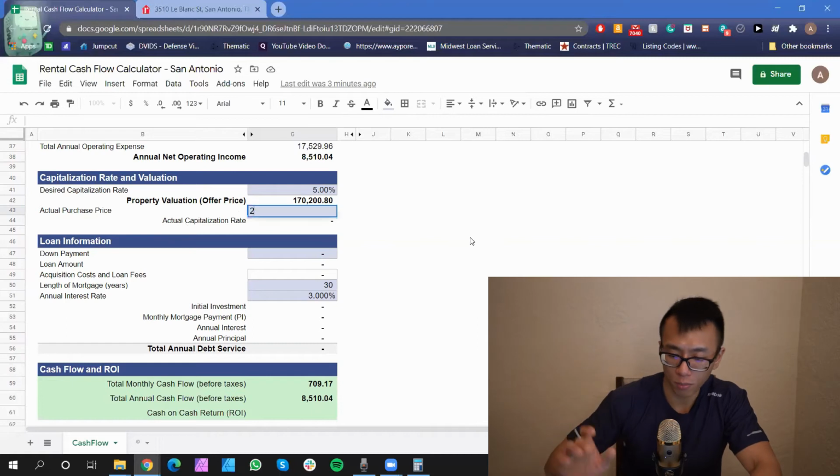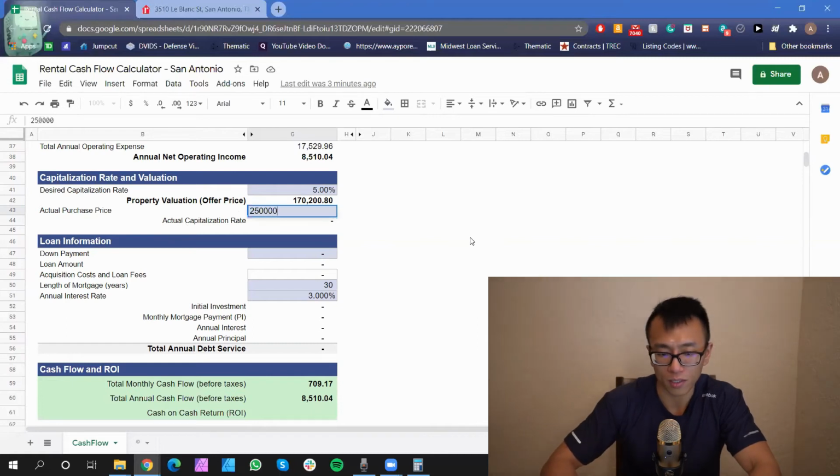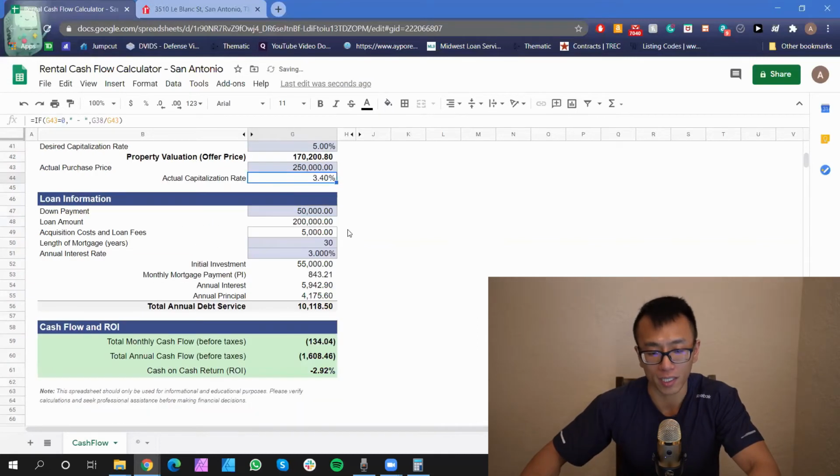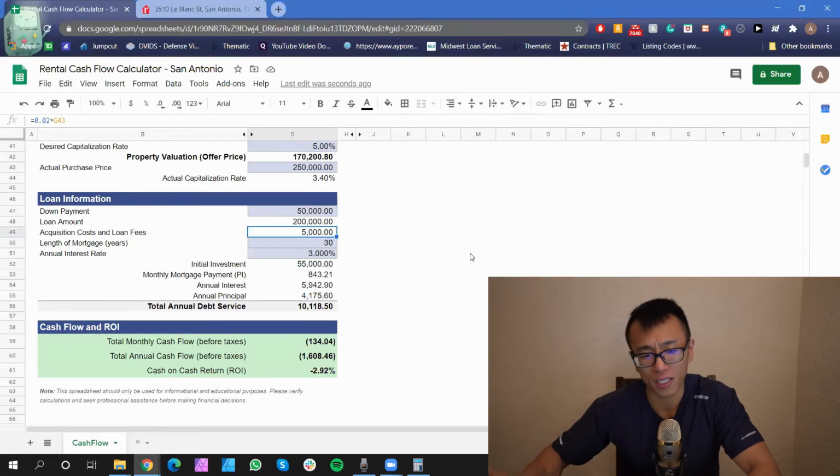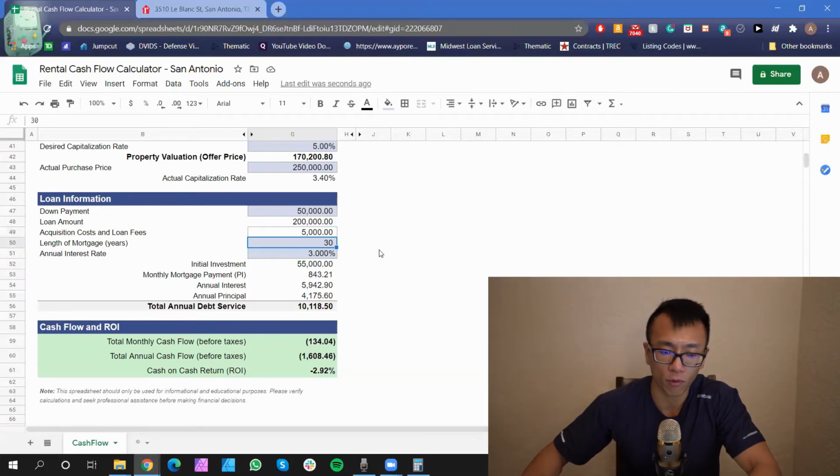All right, actual purchase cost is about $250,000, right? Let's say I'm paying the asking price. And now all these numbers are calculated because I put some formulas there. I'm planning to put 20% down as my down payment. The acquisition costs and the loan fees are basically the closing costs. I have searched that it's about 2% of the purchase price. So just put that in there. That's about $5,000. The length of the mortgage, I'm trying to aim for a 30-year mortgage.